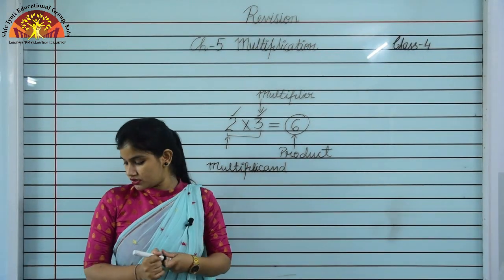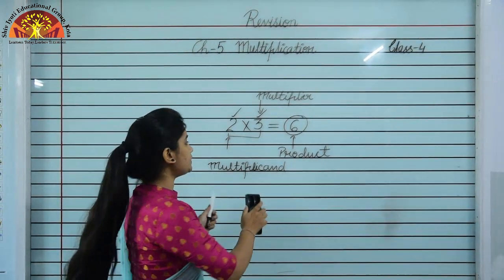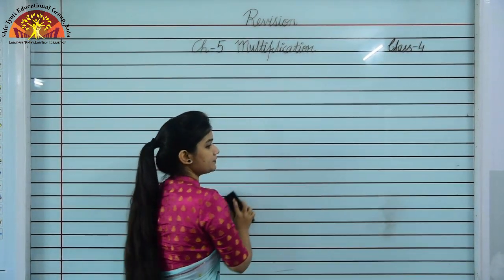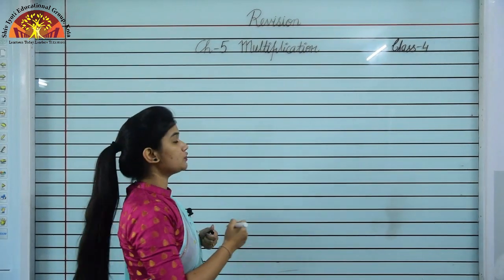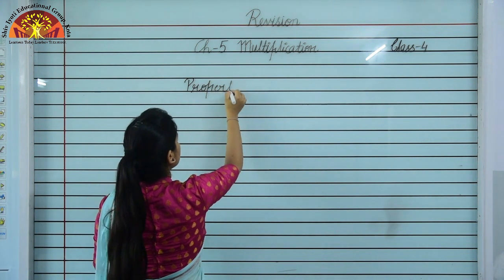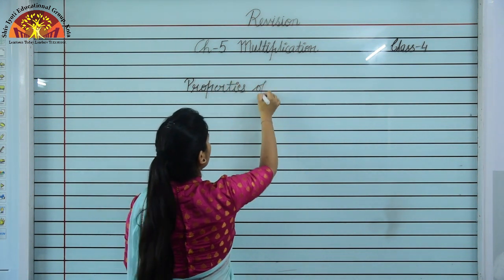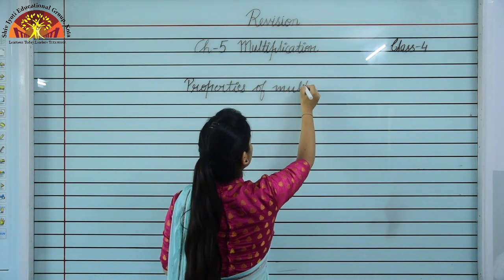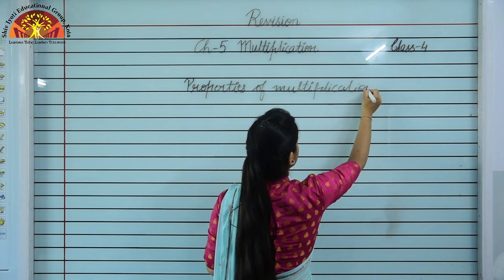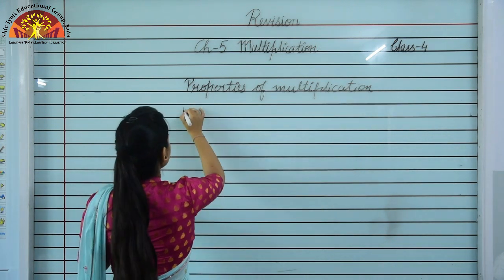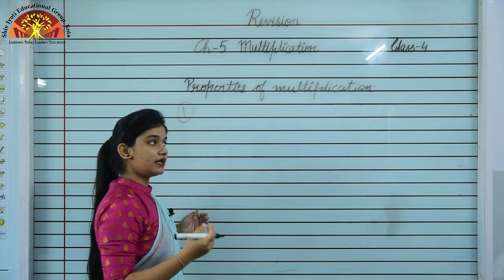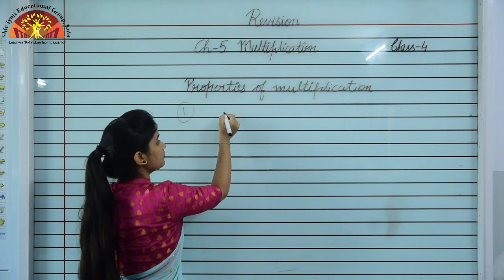Understood? Students, open page number 55 in your book. Now we'll discuss the properties of multiplication. First we'll see the first property: two numbers can be multiplied in any order, their product will remain the same.